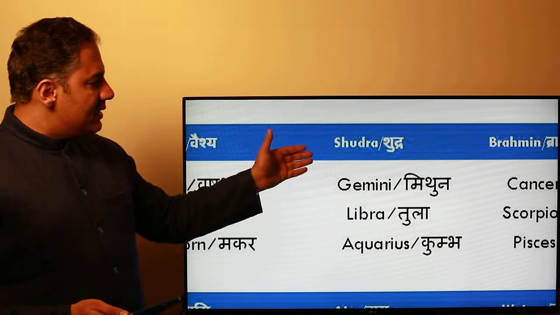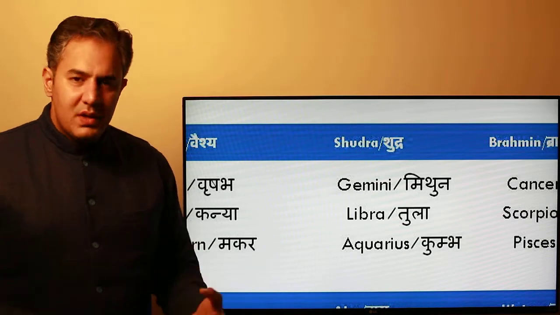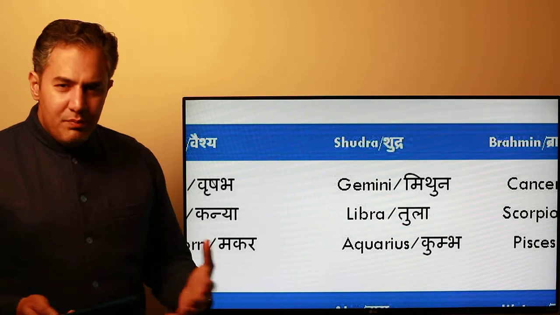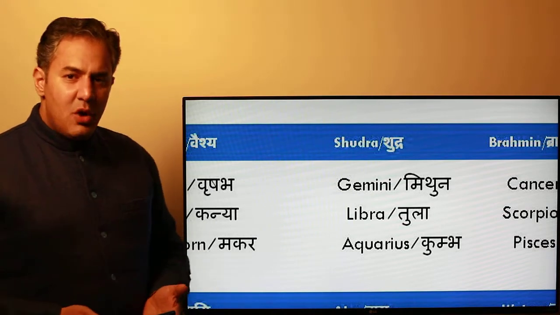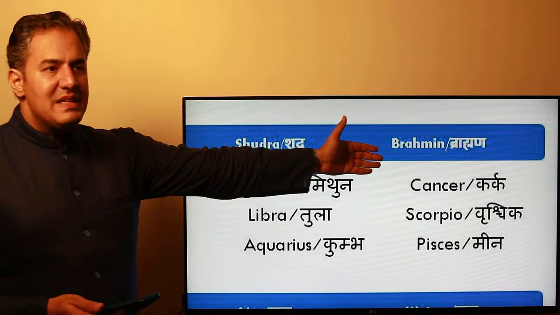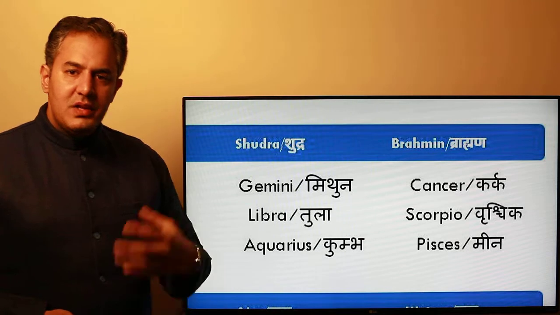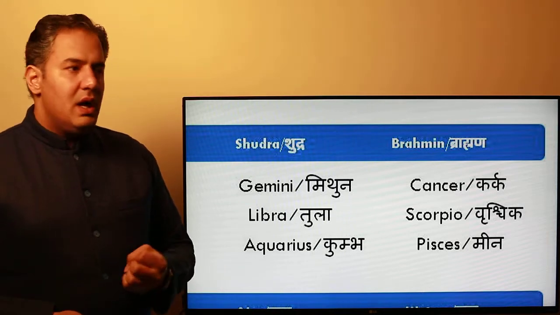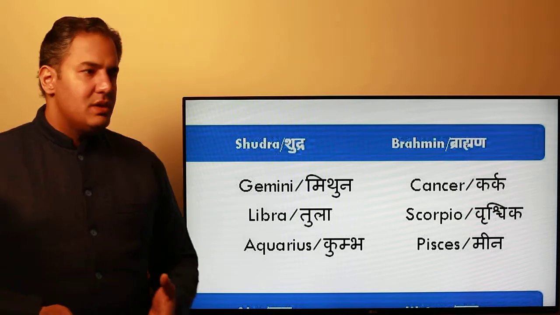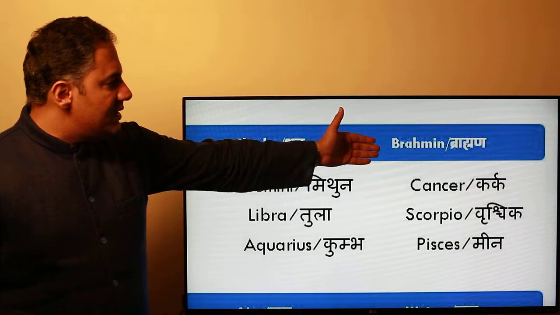The Shudras were the people who were doing menial jobs like potters, farmers, and lowly servants. These kinds of jobs were done by Shudras. And Brahmins were the people who were basically into education, all the literary stuff, the literature, the scriptures, teaching, and even at times giving their advice to the kings and queens. So these were the Brahmins.